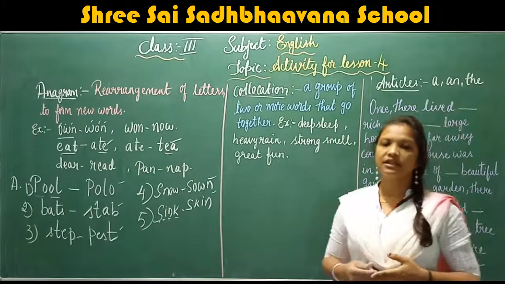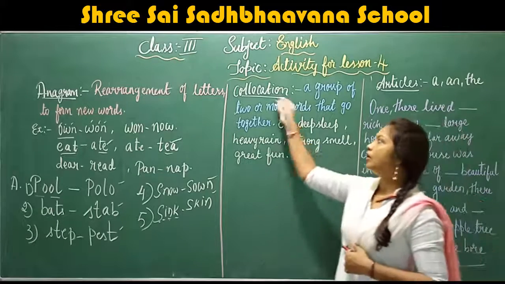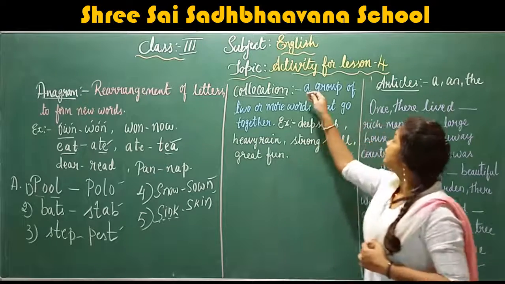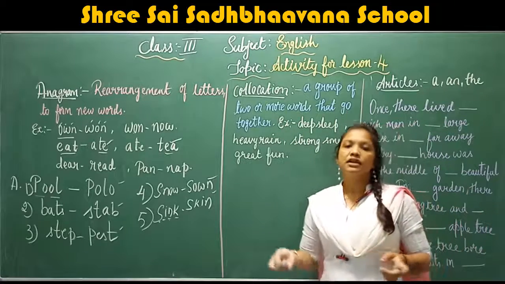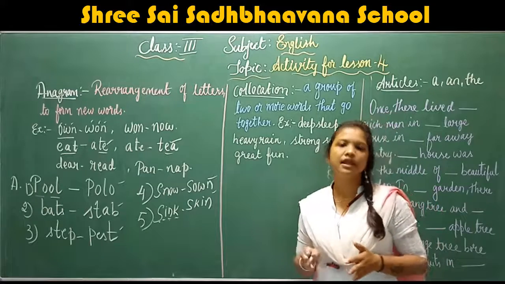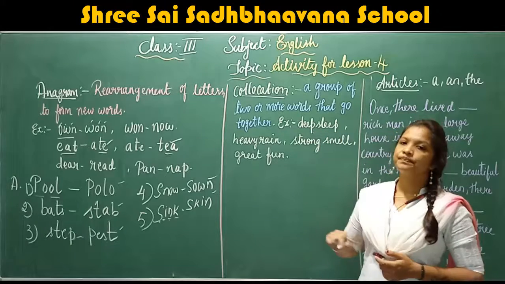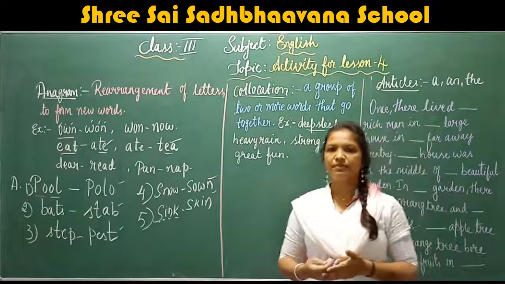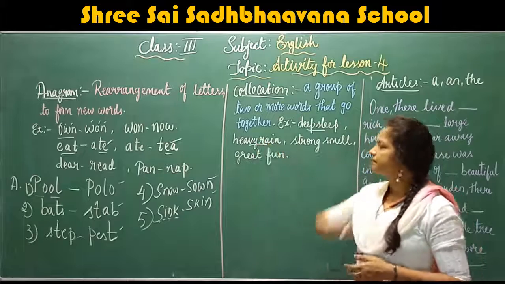Page number 49, they have given another topic. What is the topic? That is collocation. What do you mean by collocation? Collocation is a group of two or more words that go together. Means two or more words going together side by side are known as collocations. For example, deep sleep. If these two words go together, like baby is in deep sleep or my friend is in deep sleep. Correct.